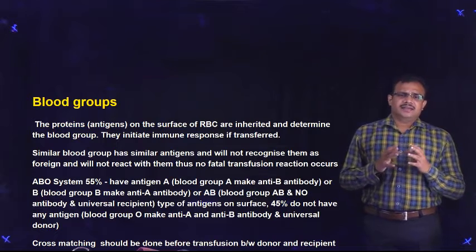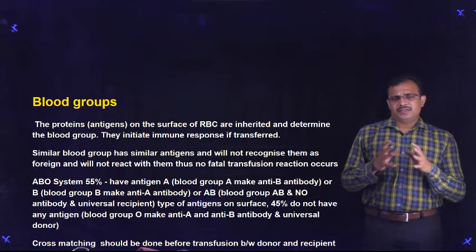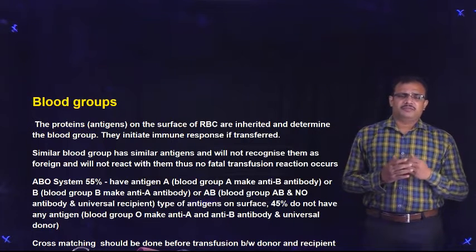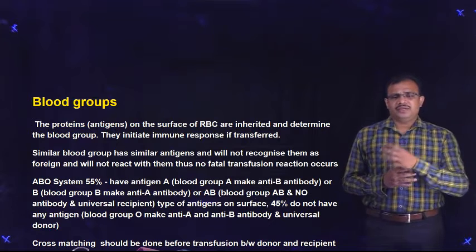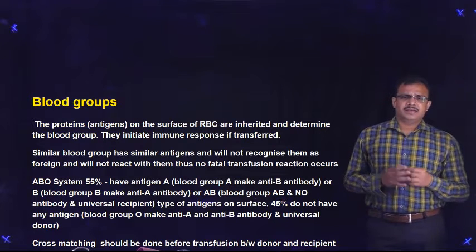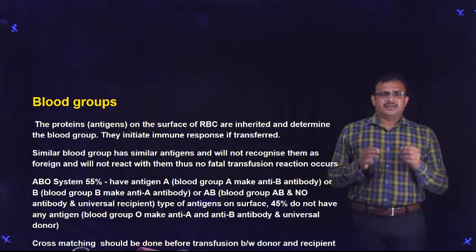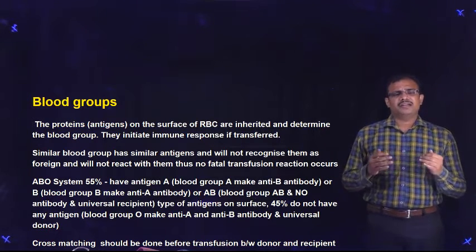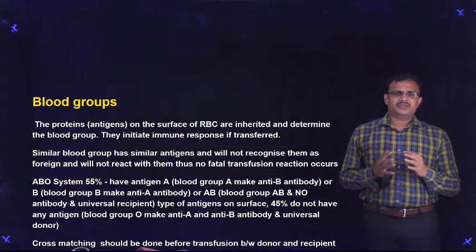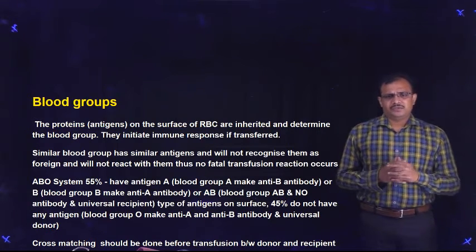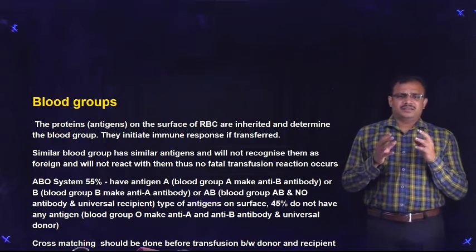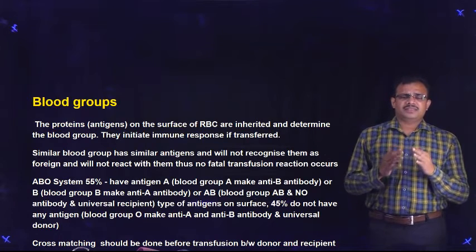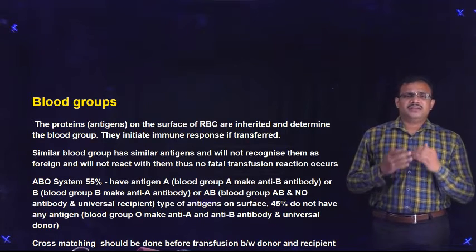And this matching of blood groups has to be done before the transfusion of blood from one donor to another. It means we should check whether the donor's and the recipient's blood groups are compatible with each other or not. This is called cross matching. We should always transfuse the blood only to the recipient who is compatible with the blood of the donor.